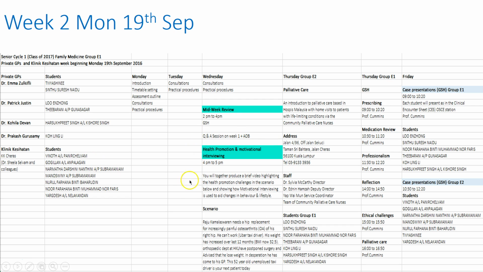Another thing to point out here is the health promotion class since last year has been presented by students. We all found the original didactic class extremely boring, so we decided to flip it, and you have a clinical scenario here from which you will fashion a collaborative video with role playing, etc. And you will also incorporate how motivational interviewing can be used to aid changes in behavior and lifestyle. This has proved to be a very interesting and enjoyable class.